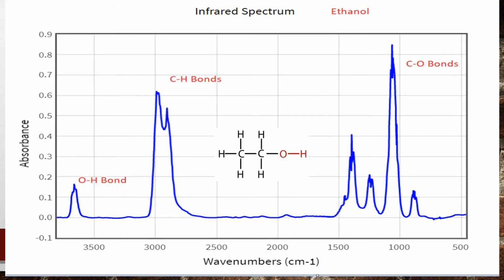After careful consultation with our chart, we can conclude that the peak that is past 3,500 is an OH bond, the double peak under 3,000 are CH bonds, and the peak at 1,050 is C and O bonded. We can come to the conclusion that the substance is ethanol.